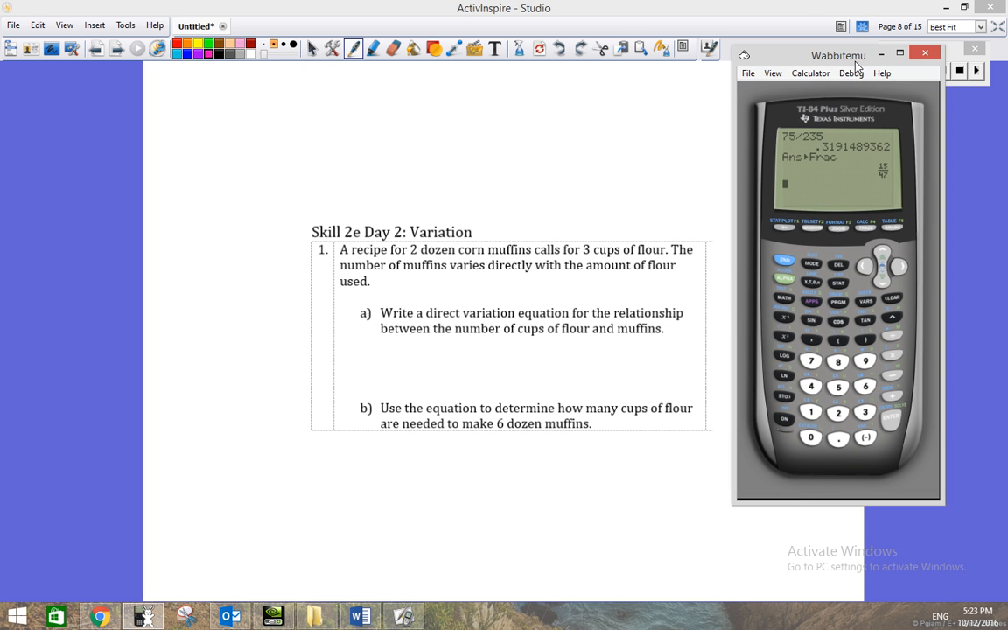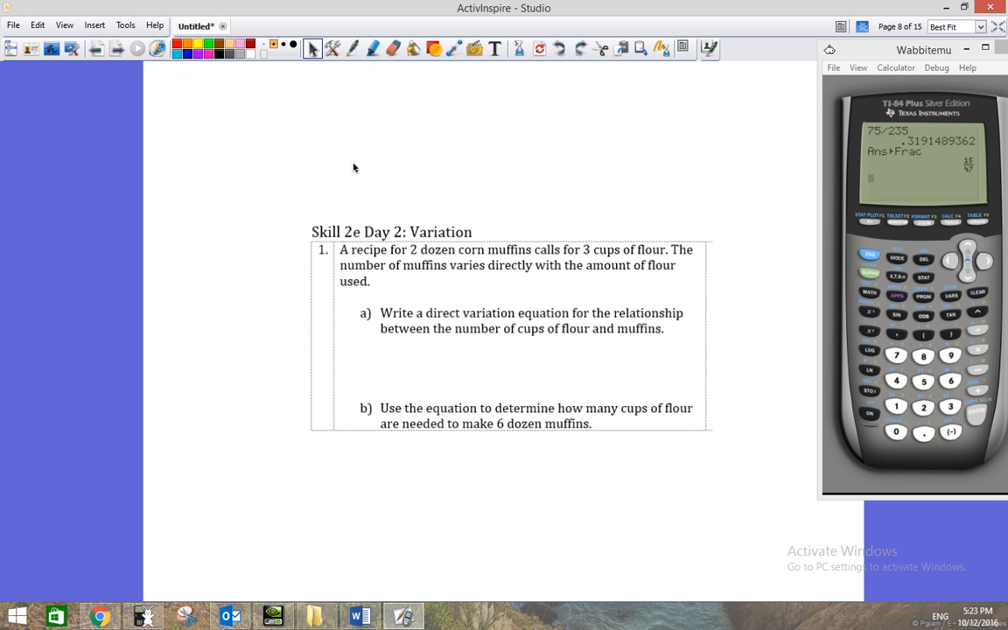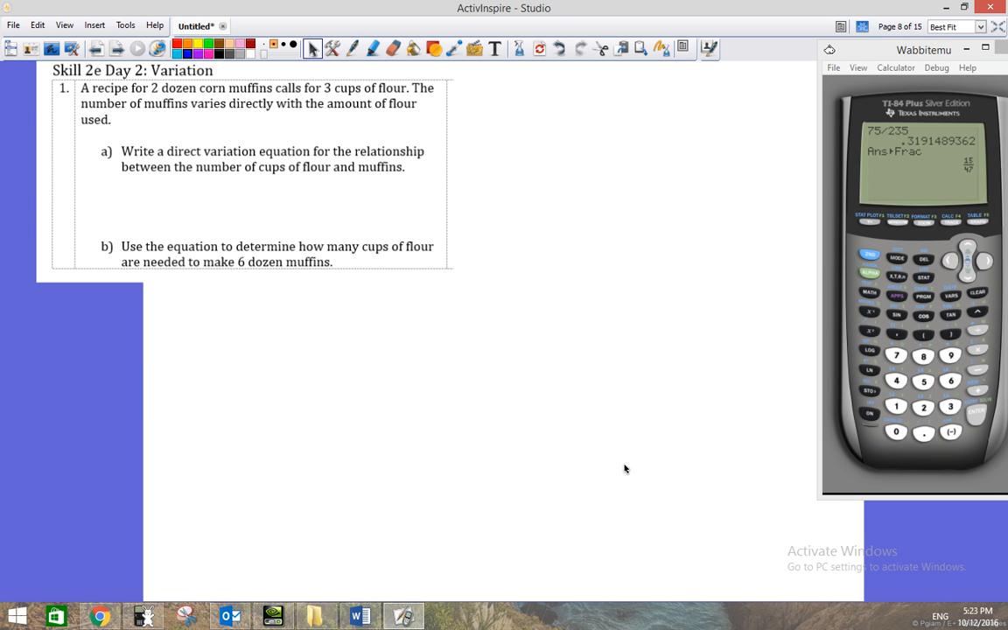Alright, let's do the second day, because when people ask to do the variation, I'm not sure if they wanted day 1 or day 2. On day 2, some of it might be a little bit harder just because you have to define your own variables. People go, man, where's the letters? And I say, well, you have to come up with it. So, a recipe for 2 dozen corn muffins.